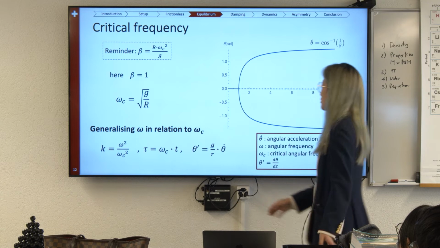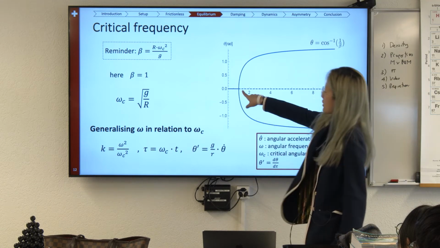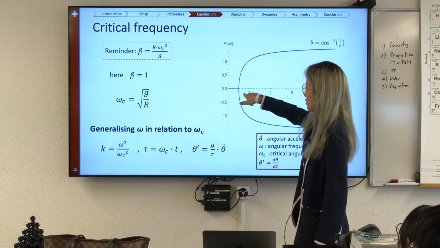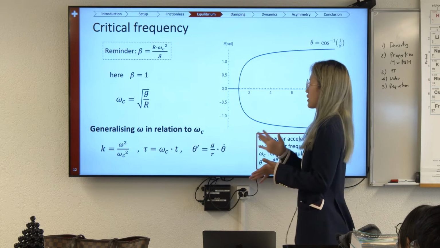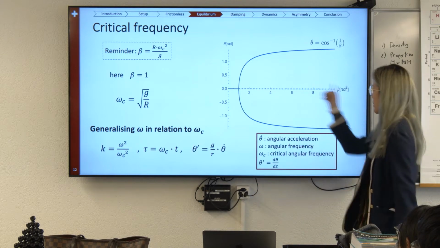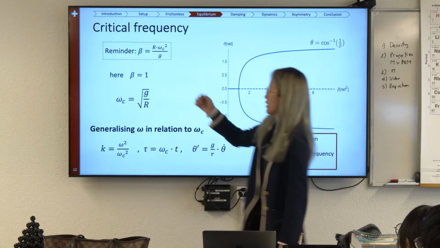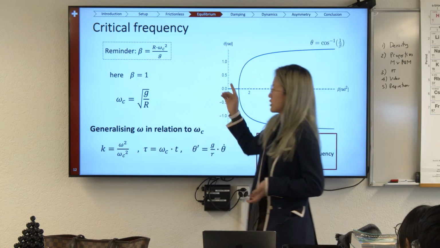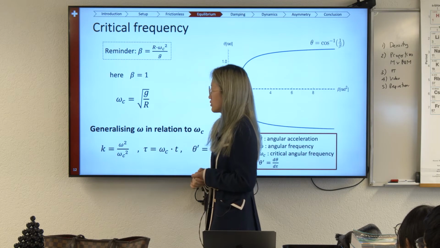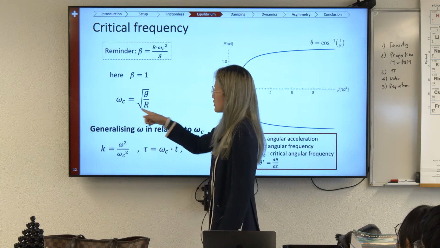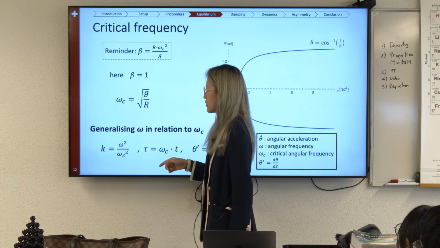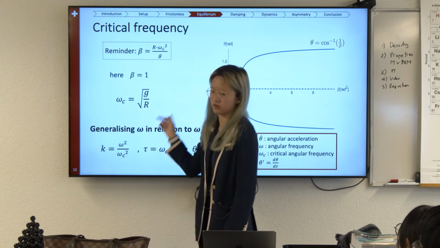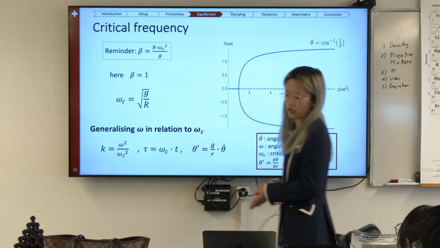Back to the critical frequency. This is when the angular frequency equals the critical angular frequency, and this is when beta equals 1. So the centripetal force equals the gravitational force, and we derive this relationship for the critical frequency, which equals the root of g over the radius of the hoop.